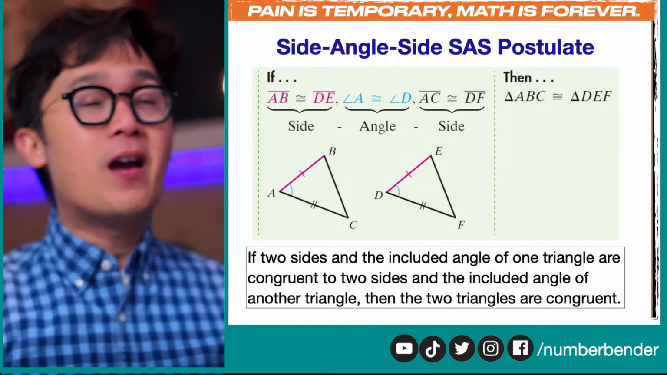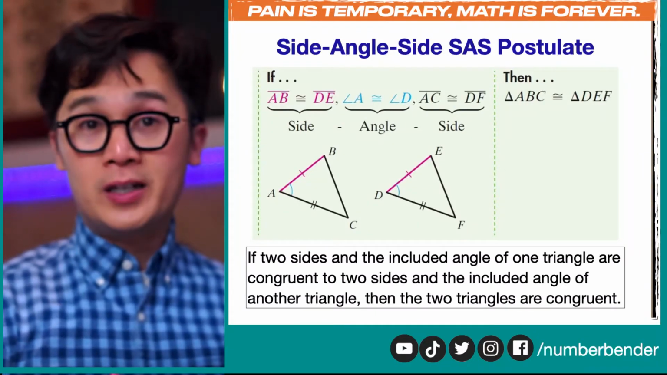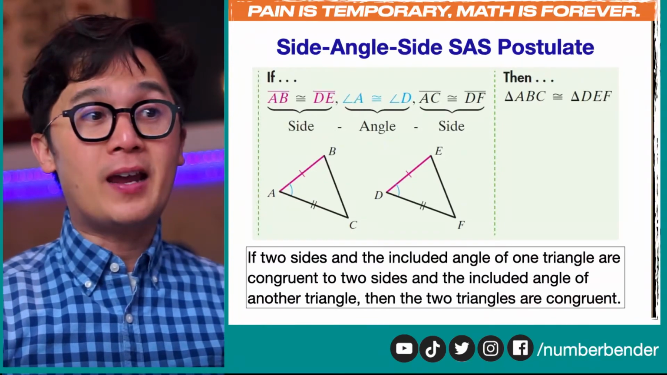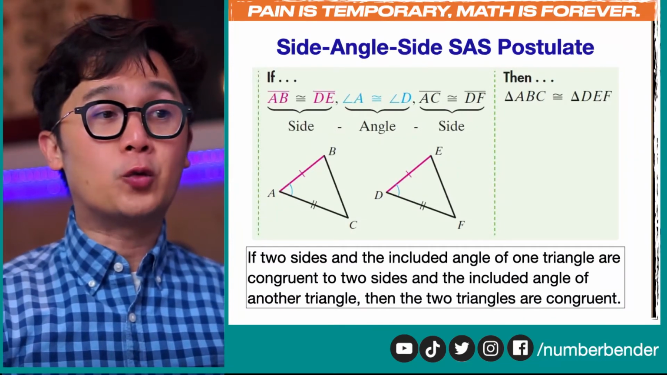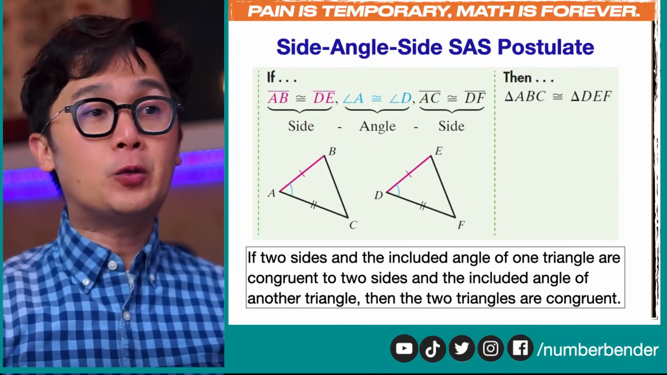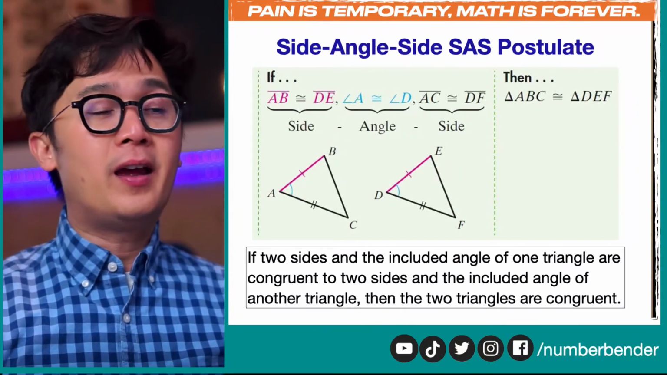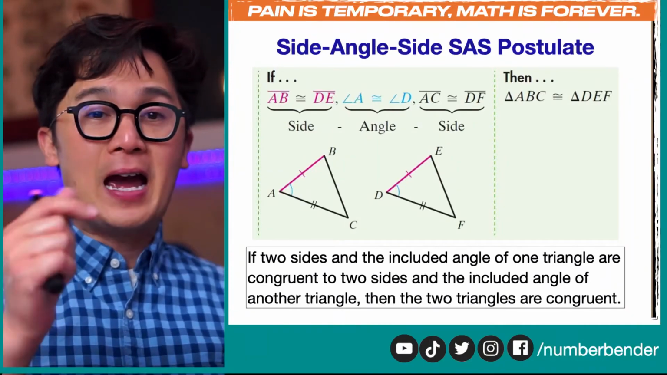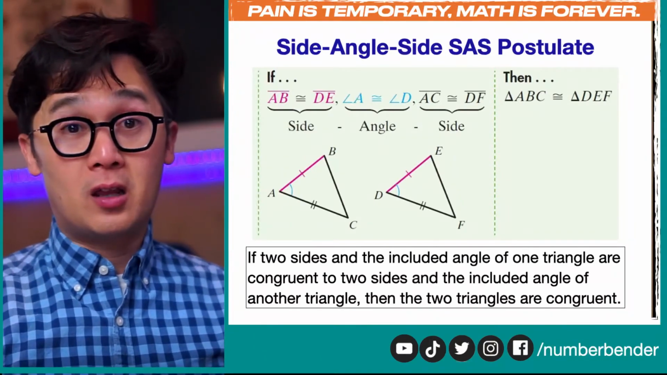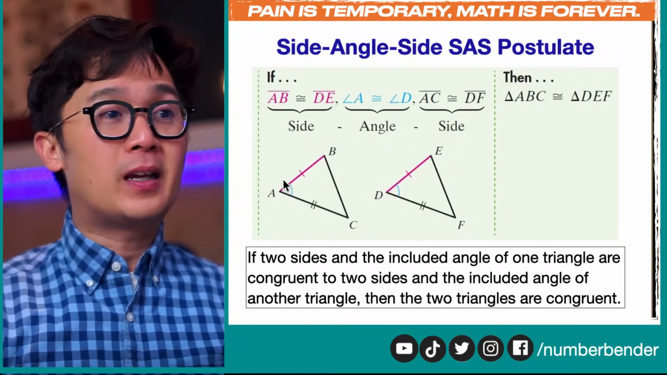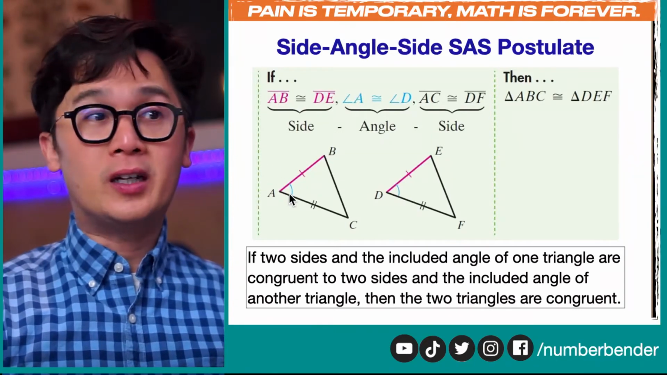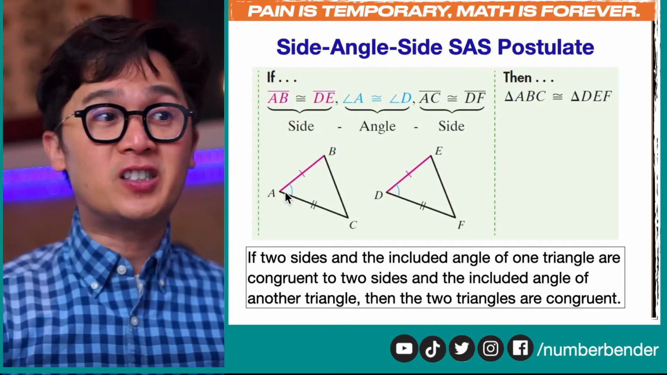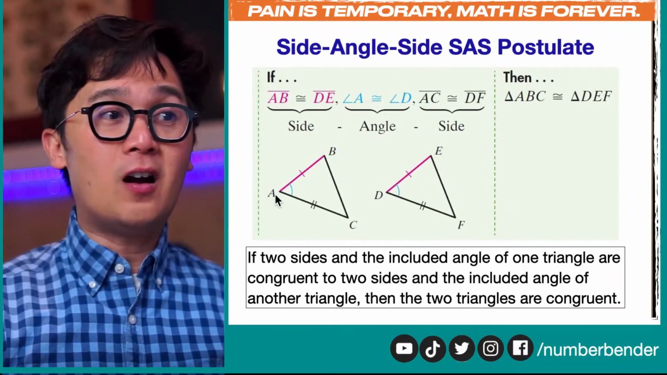And now for the second postulate that we are using, the side-angle-side postulate, it states that if two sides and the included angle of one triangle are congruent to two sides and the included angle of another triangle, then the two triangles are congruent. And when we say included, that means that they are connected to each other. So AB and angle A are included because AB is connected to angle A because they share this side right here on this angle.